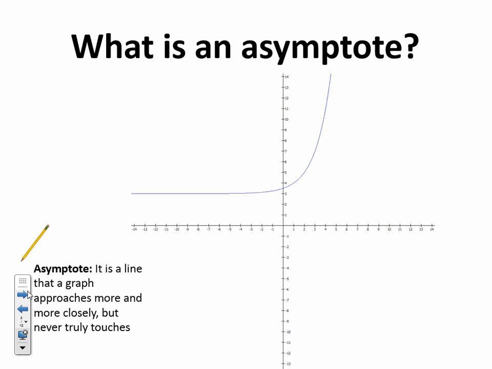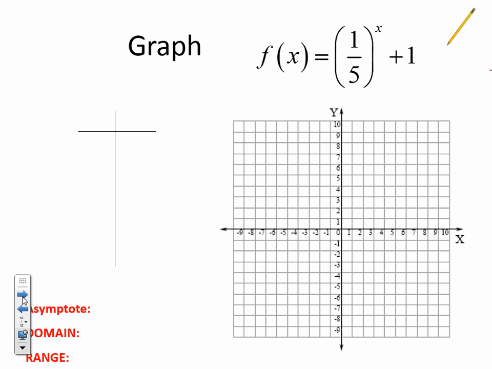The asymptote is a line that a graph approaches more and more closely but never truly touches. So it's a leveling off that we're going to see. You can see on this graph the leveling off appears to be right at 3. So the asymptote would be where y equals 3, and my range, my whole graph, stays above that 3 mark. Okay, so that asymptote is a new idea for us.